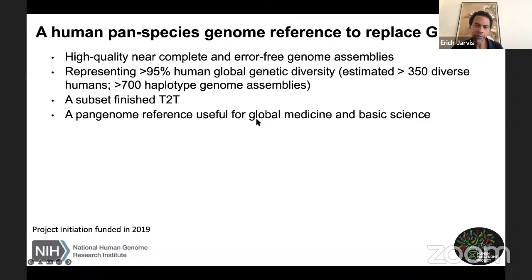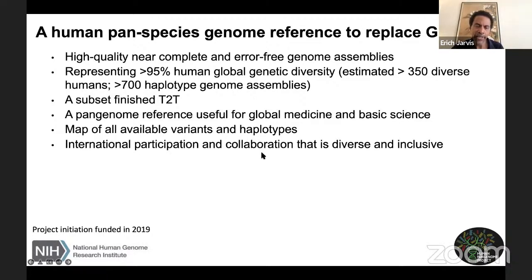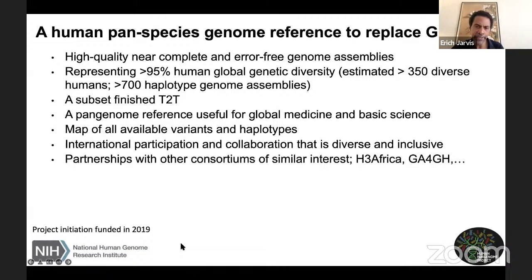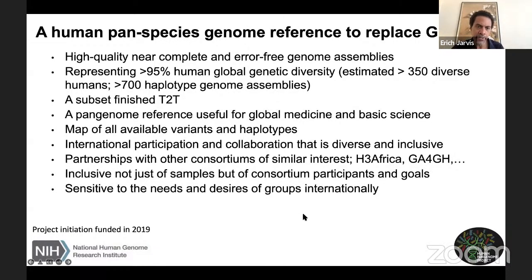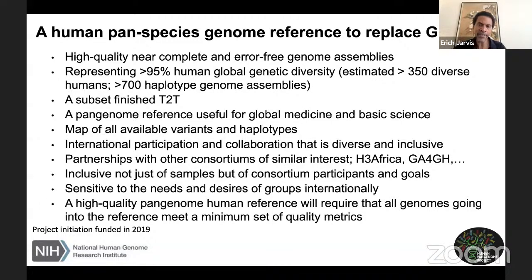and to be able to utilize this reference for global medicine, basic science, map all available variants and haplotypes, be an international project, even if funded here, primarily from NIH. And we are collaborating with different groups like H3Africa, GA4GH, the Global Reference Alliance, and to be inclusive, not just of samples, but of participants. So diversity of people sequencing diverse genomes and of cultures as well, and sensitive to the needs and desires of different groups internationally. But to try as best to make this an open access initiative.